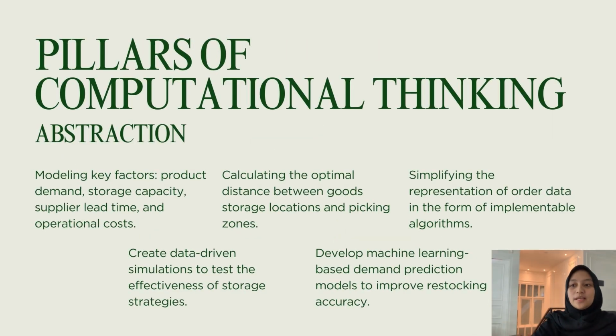In this part, we begin by modeling key factors such as product demand, storage capacity, supplier lead times, and operational cost. These factors play a critical role in decision-making, especially in warehouse operations. Next, we calculate the optimal distance between storage locations and picking zones, which enhances efficiency and ensures quicker access to inventory. Additionally, we simplify the representation of order data into a format that is easily understood and processed by algorithms, streamlining workflows and improving data processing accuracy.